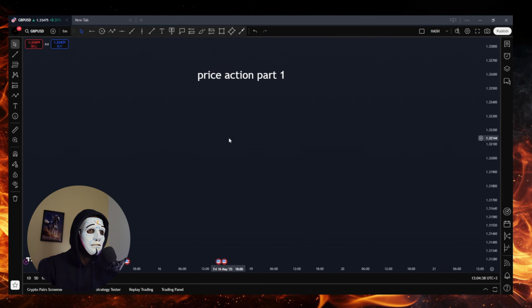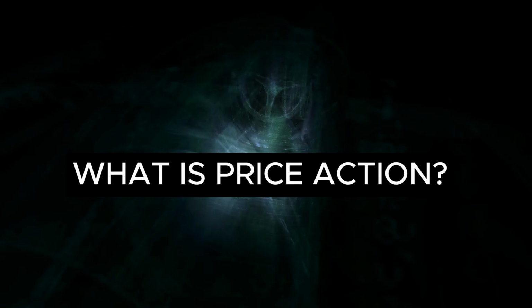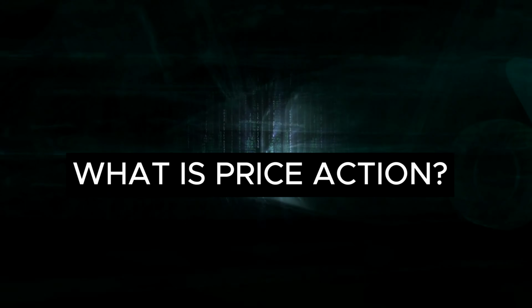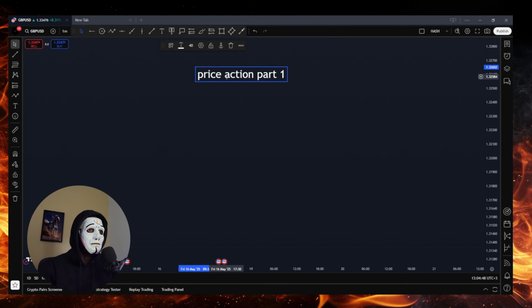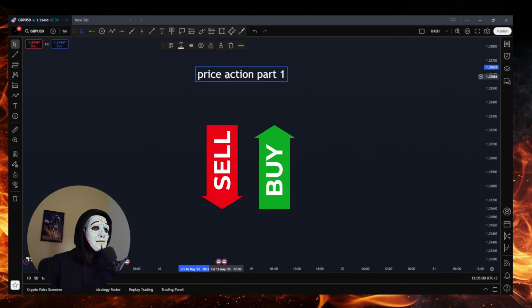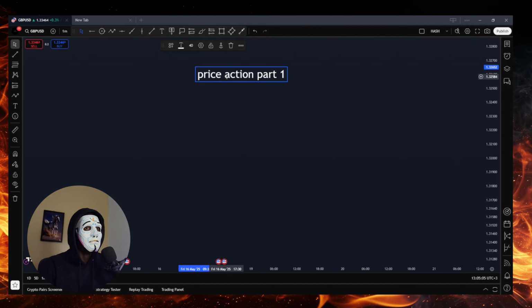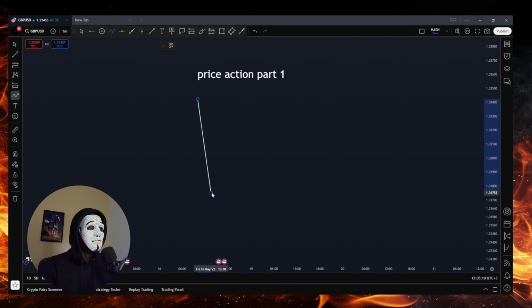Yes, so price action. First things first. What is price action? As you hear "action," action means like those of you who like movies. An action movie. So when you're talking about price action, we are looking at how sellers and buyers are actually battling, either for the market to go on the seller's side or the market to go on the buyer's side.